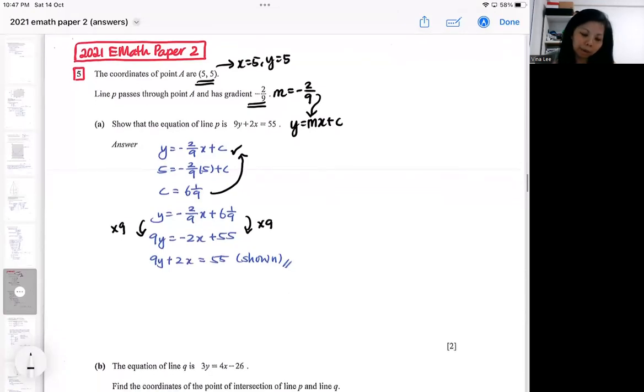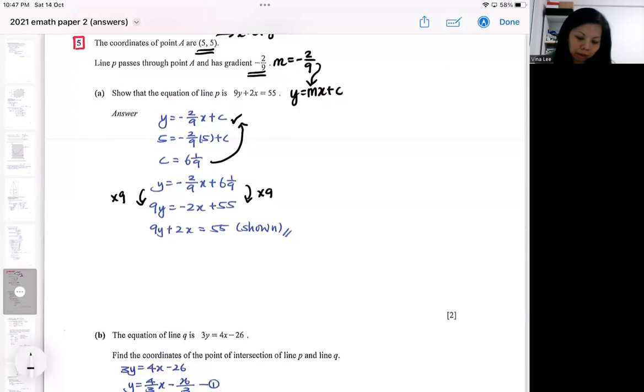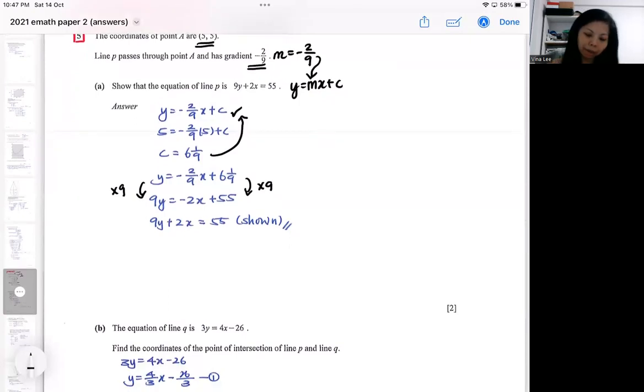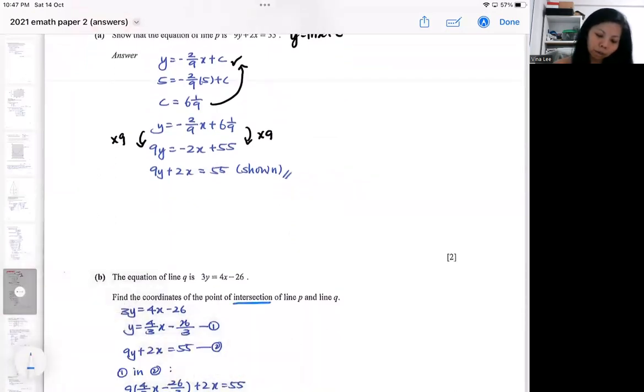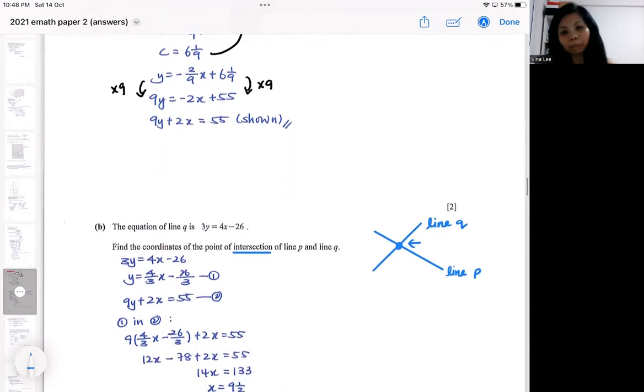The second one may be a bit more problematic, because you might not remember, or some of you may not have the concept about intersection. When two lines have an intersection, it means that the two lines actually meet each other. So here I have a line P, and then I also have a line Q, and they meet each other.